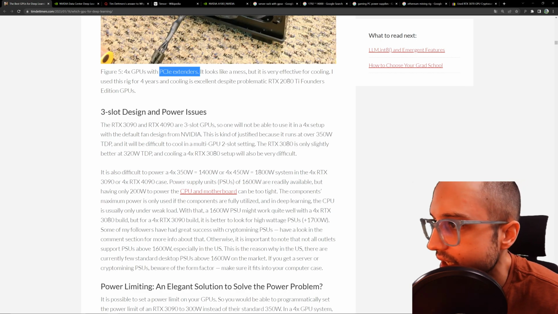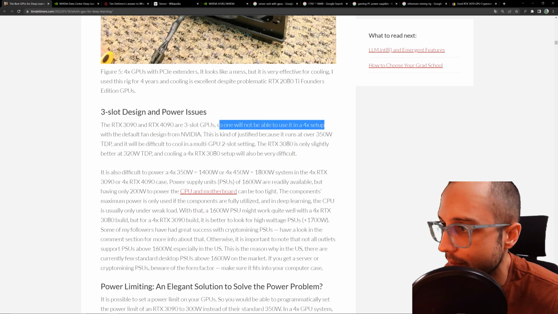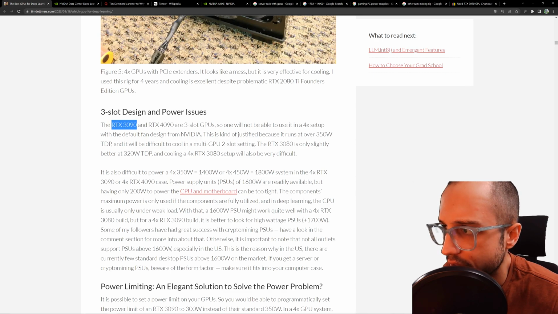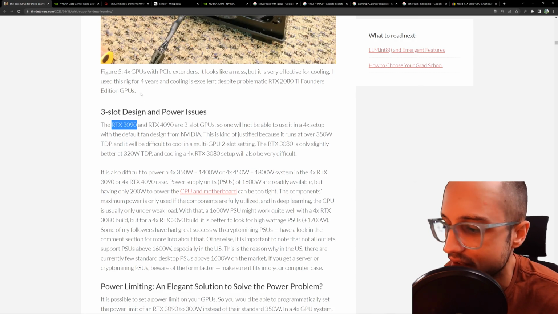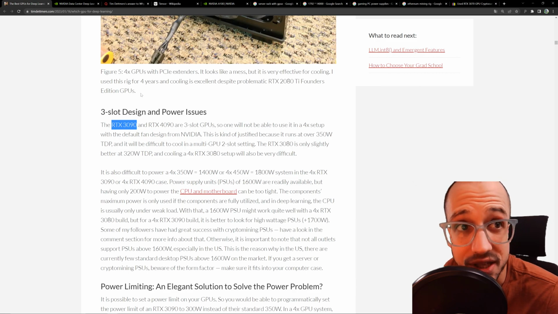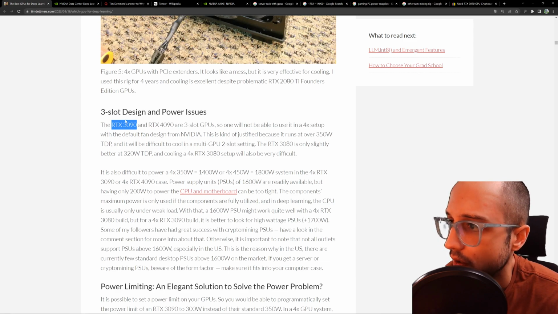So the RTX 3090 and 4090 are 3-slot GPUs, so one will not be able to use them in a 4x setup. Yeah, the 3090 is huge. It's the biggest GPU I've ever owned, and it's a brick, and it's very difficult to fit anything else into your PC if you have a 3090 in there.